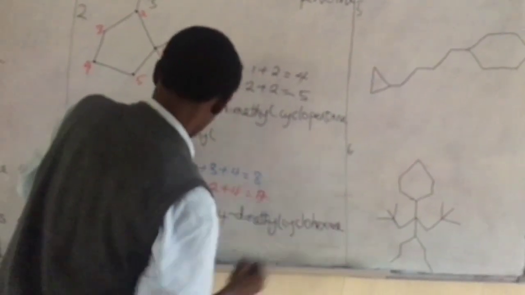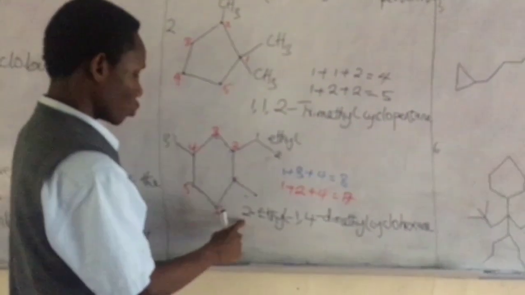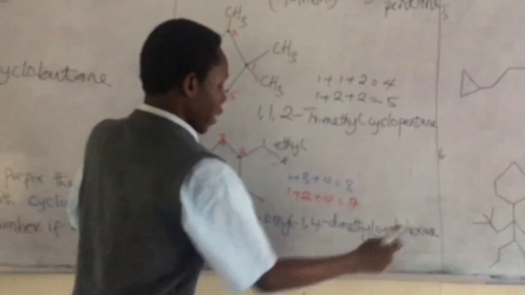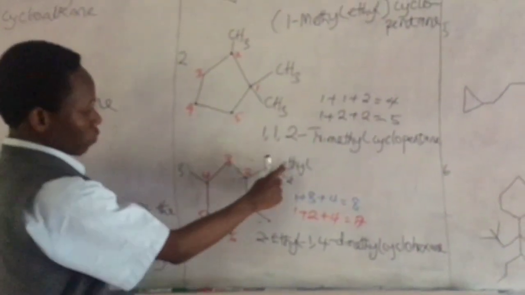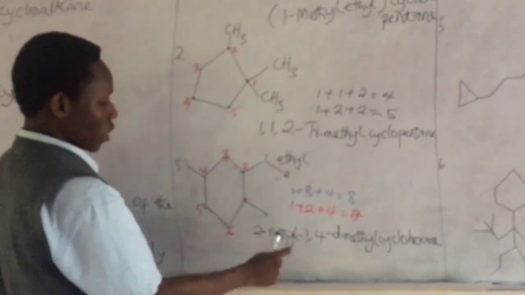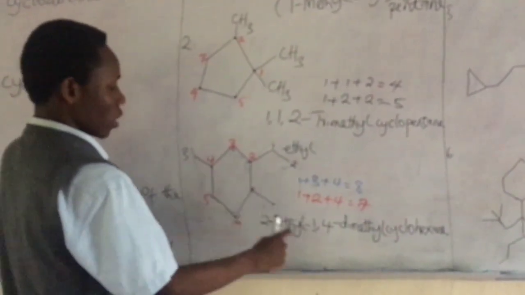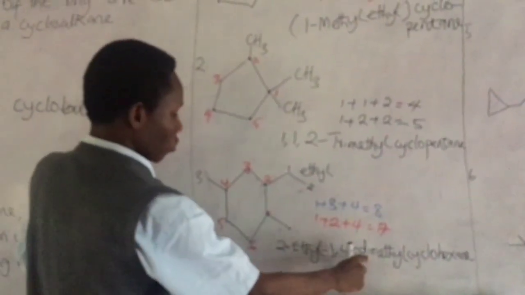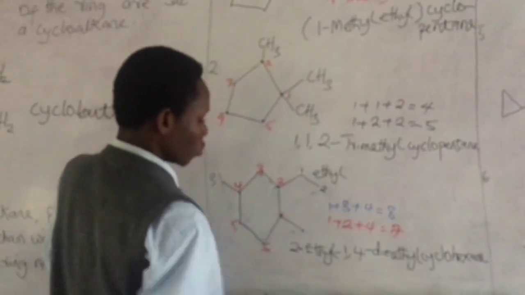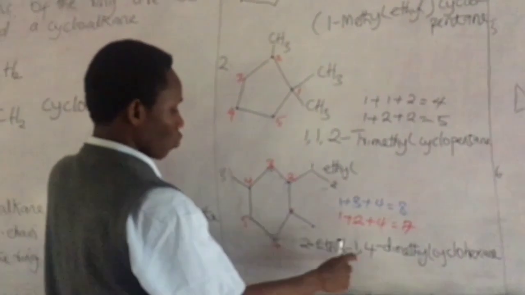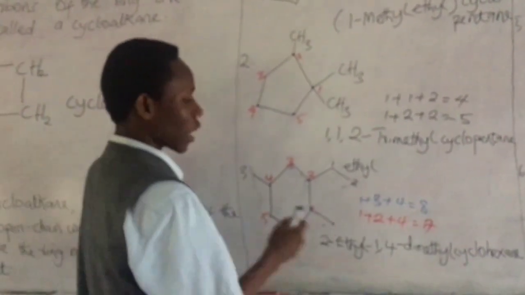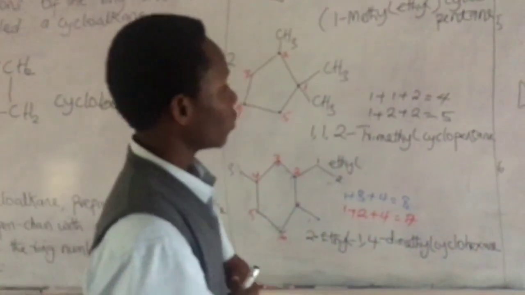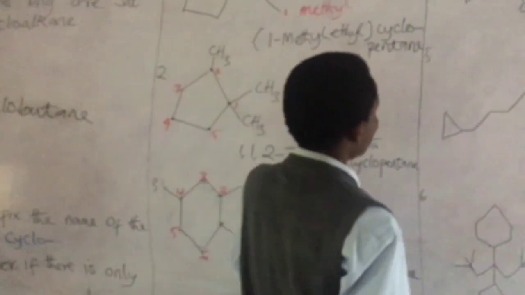So the name of this compound is 2-ethyl-1,4-dimethylcyclohexane. Why? Our ethyl is on carbon 2. Our first methyl is on carbon 1. Our second methyl is on carbon 4. And because there are 2 methyl groups, we put di. Di stands for 2. The name is 2-ethyl-1,4-dimethylcyclohexane. Wow, also very simple. Okay, we have 3 more compounds in here.